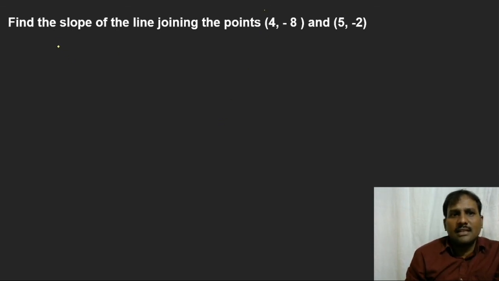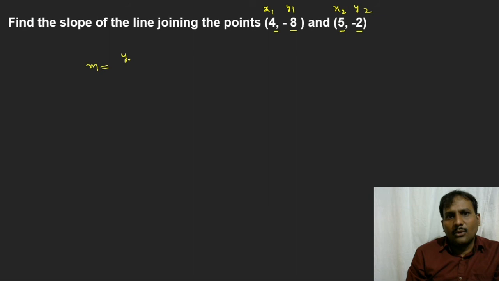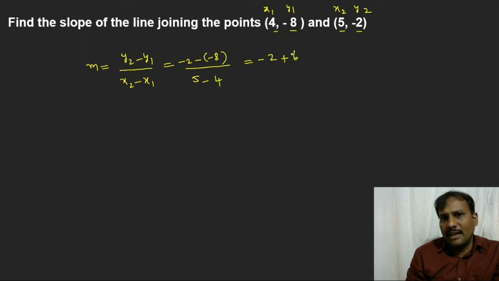Find the slope of the line joining the points 4 comma minus 8 and 5 comma minus 2. So let us assume these points as x1, y1 and x2, y2. So what is the slope formula? y2 minus y1 by x2 minus x1. So that is minus 2 minus of minus 8 by 5 minus 4. So that is minus 2 plus 8 by 5 minus 4, which is 1. 8 minus 2 is 6.